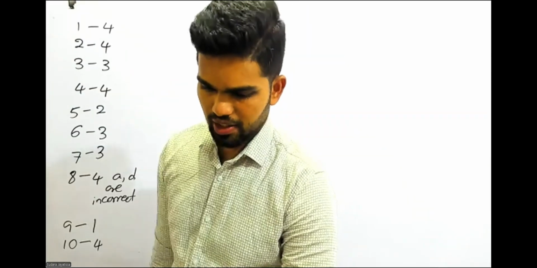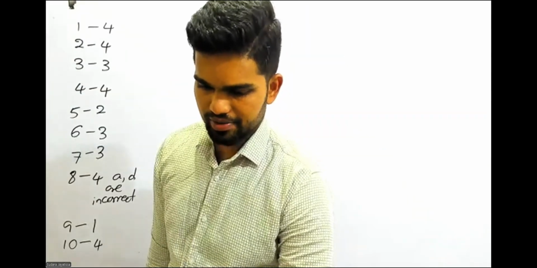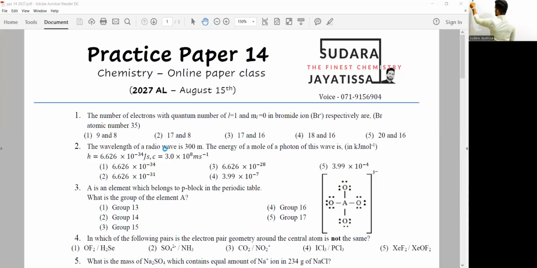Okay, good. 9 out of 10, 8 out of 10. Okay, look at the first one. The number of electrons with quantum number L equal 1 and Ml equals 0 in bromide ion, Br minus ion, respectively. So it is given the atomic number of bromine. Okay, so this is the question. So if you take bromine, its atomic number is 35.